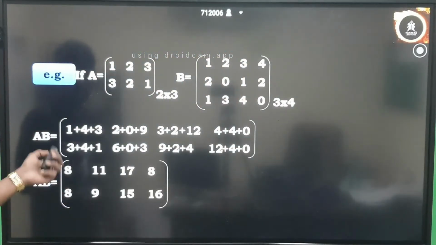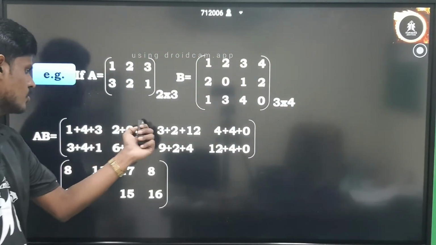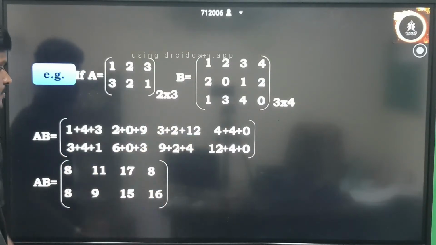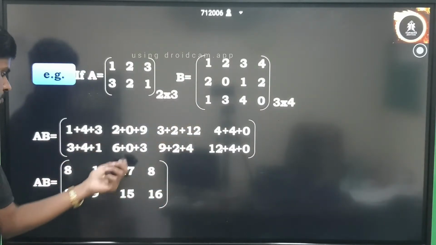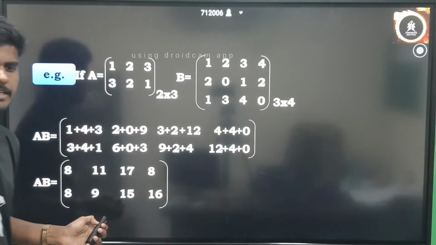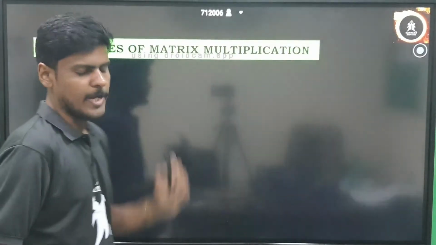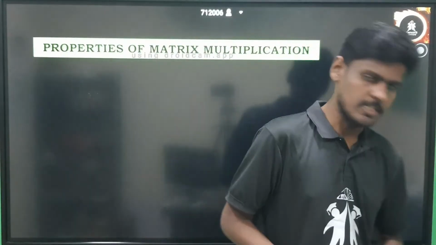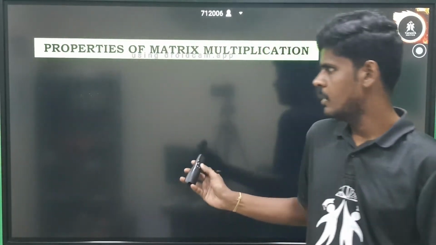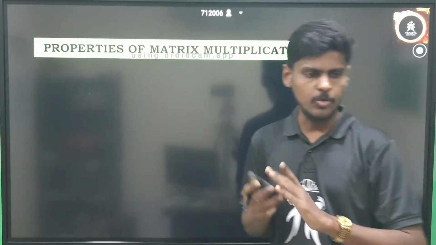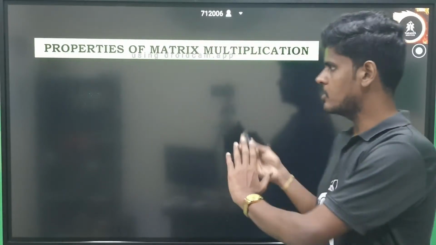What is the matrix AB? 1 plus 4 plus 3, 8. 2 plus 9, 11. 3 plus 2 plus 12, 17. 4 plus 4, 8. Similarly, find the other values. Now, properties of matrix multiplication. I hope you are clear with how to multiply two matrices. Now, we will go to properties of matrix multiplication.